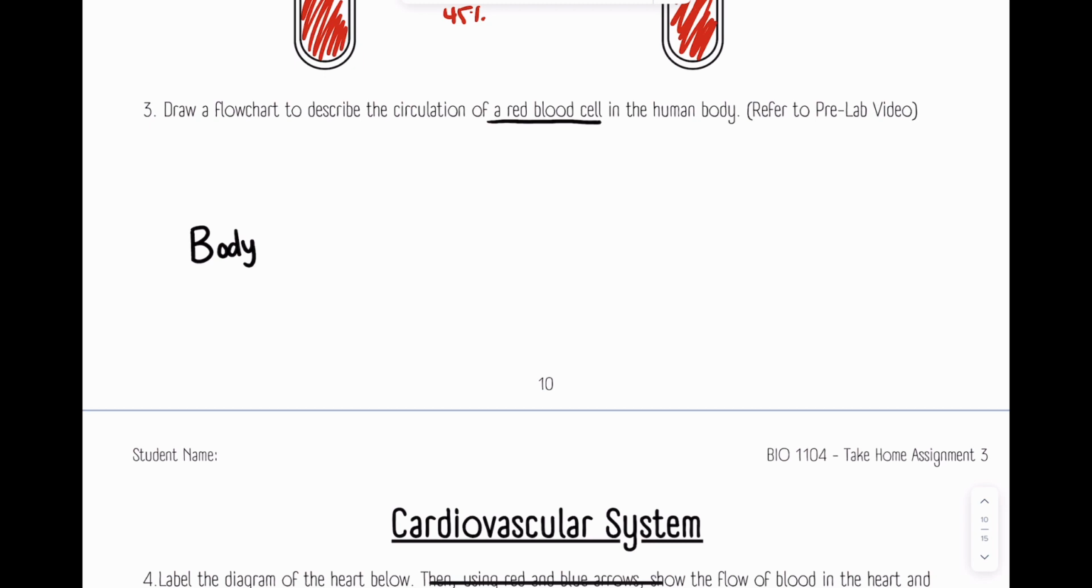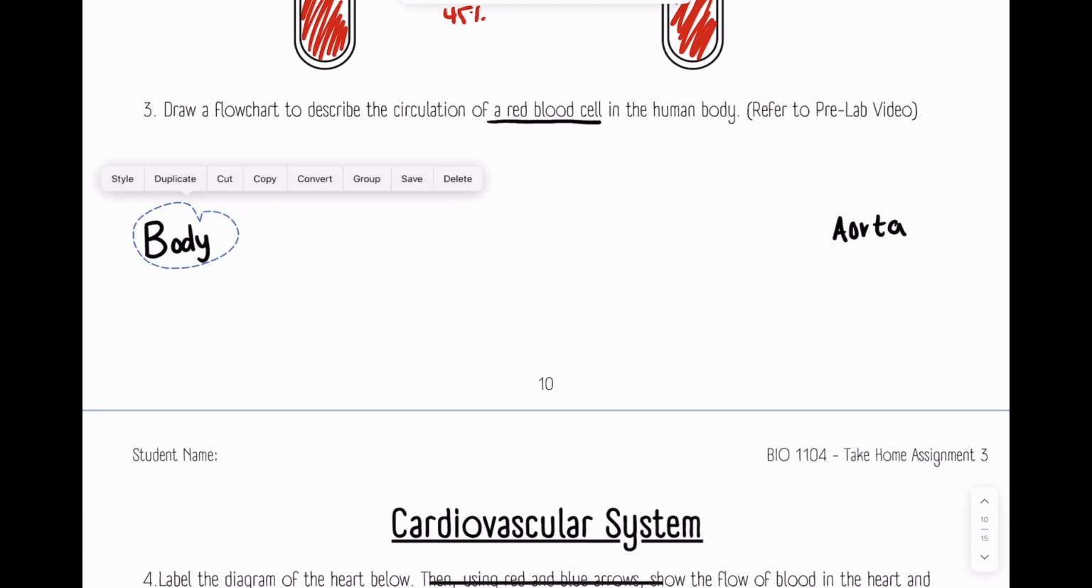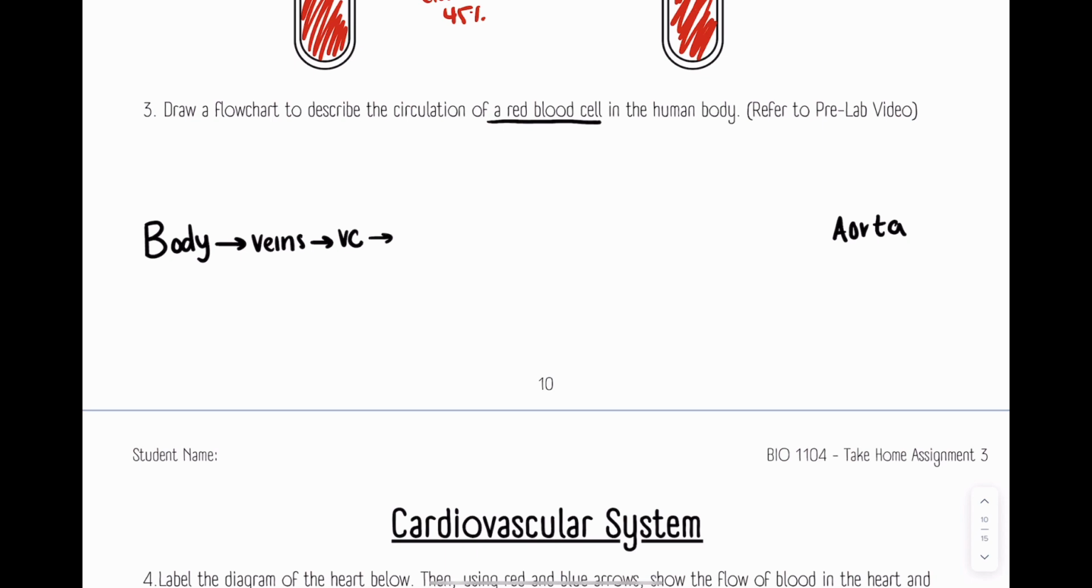So from the body, and the last place it's going to be before it gets to the body is going to be the left ventricle. Or let's put the aorta. So we're going to go from the body to the aorta. So the body, it's going to be deoxygenated, going through those veins. So we're just going to write veins. The veins are going to go to the vena cavas, both the inferior for the lower part of the body and the superior for the upper part of the body, specifically the right upper side. So I'm just going to write VC for vena cava. That's going to go into the right atrium.